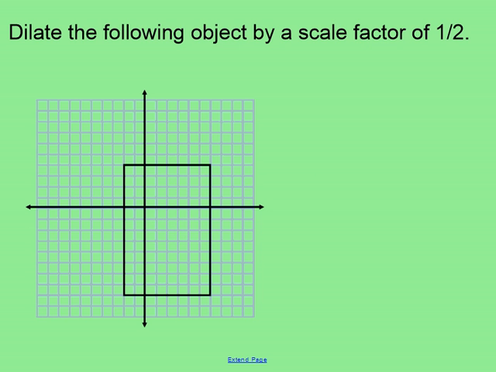Okay, this next one I want you to try and figure out on your own. I'm going to pause the video. You should pause the video while you figure it out. Actually do this. Do not just skip ahead and take the shortcut. We're going to dilate the following object by a scale factor of 1/2. Okay, I'm pausing the video in 6, 5, 4, 3, 2.